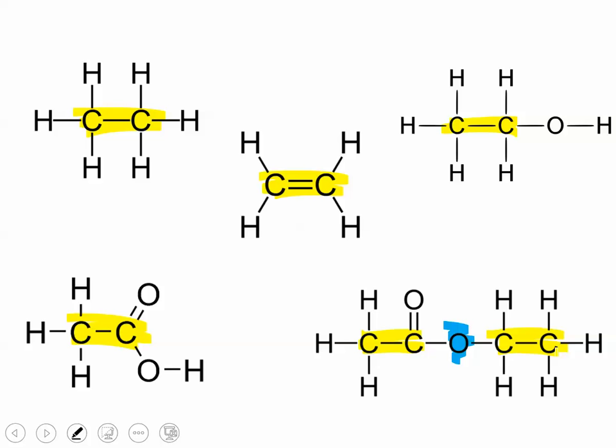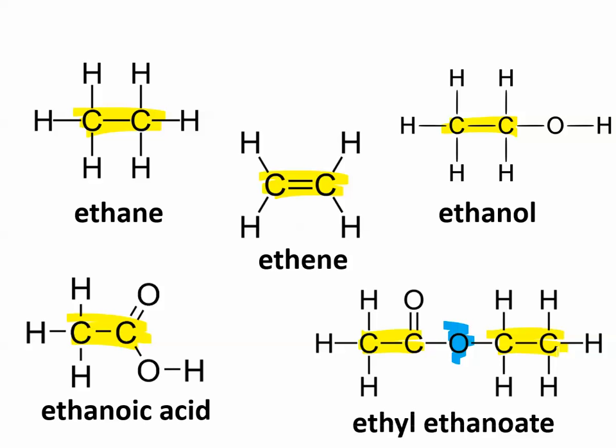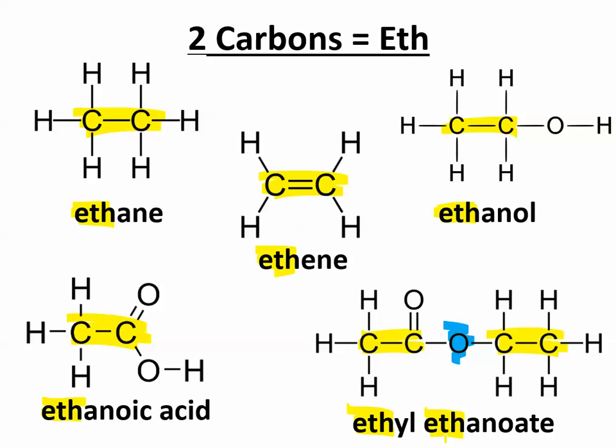Right. So here are the names. The first one is ethane, and we've got ethene, ethanol, ethanoic acid, and ethyl ethanoate. And hopefully what you've picked up straight away is they all start with eth. One of my favourite words, as my son is called Ethan. Alright, so eth and eth. I'm sure you can predict this already, but two carbons now is eth. So we've got meth and eth.